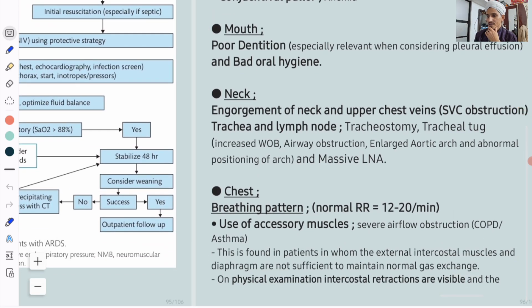In the neck you can see engorgement of the neck and upper chest veins. That indicates superior vena cava obstruction. If the neck and upper chest veins are dilated, then it is SVC obstruction. Then see the trachea. There are lymph nodes in the cervical region, so see those lymph nodes. There can be a tracheostomy opening. They can be tracheal tug.